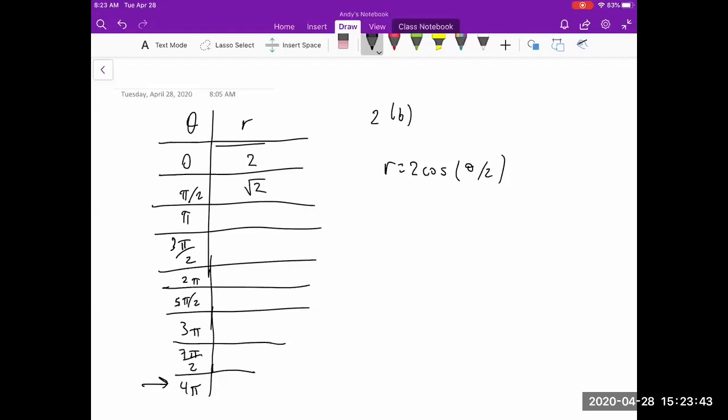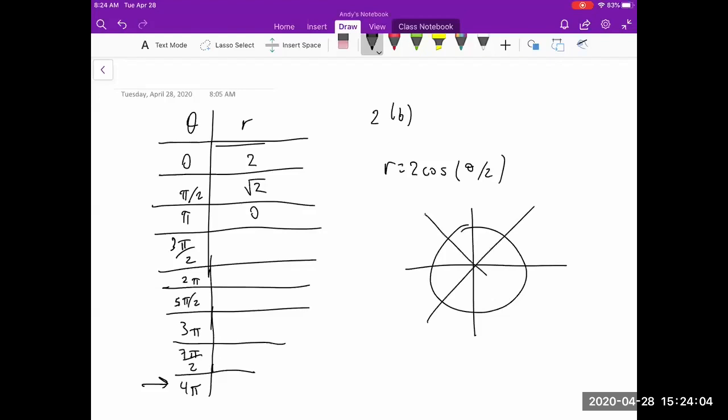Cosine of pi over 2, well, let's see. Cosine of pi over 2 is 0, so this is going to be 0 times 2. 3 pi over 2, so just to understand what we're doing here, on the unit circle, we're going to be looking at these values for cosine. And remember, cosine is the x value of the point on the unit circle. So maybe that'll help us.